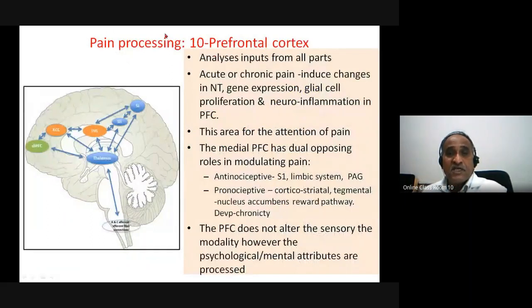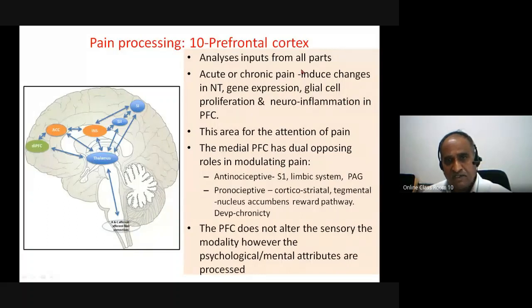Then we have pain processing at the prefrontal cortex. This is the prefrontal cortex. It receives inputs from the thalamus first, then through the insular cortex, anterior cingulate cortex, and then to the prefrontal cortex. Then to the S1, that is the somatosensory cortex, through the insular cortex. And it also receives inputs from the amygdala, and from the hypothalamus, and from the parabrachial nucleus to the amygdala. So that means it receives a large range of inputs. Almost all parts of the cerebral cortex are connected with the prefrontal cortex.